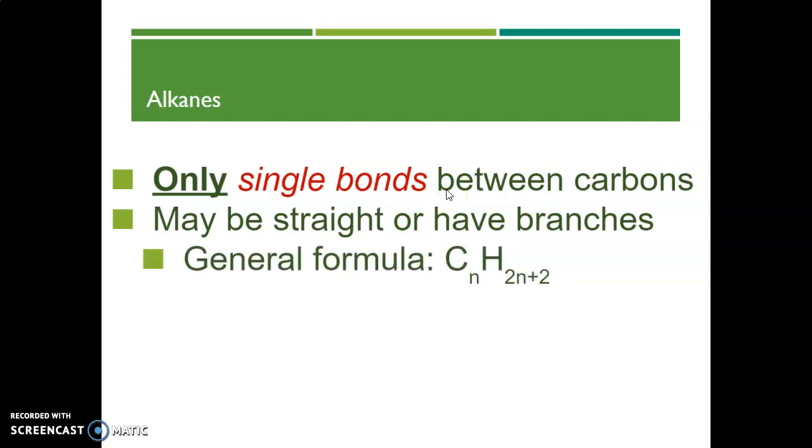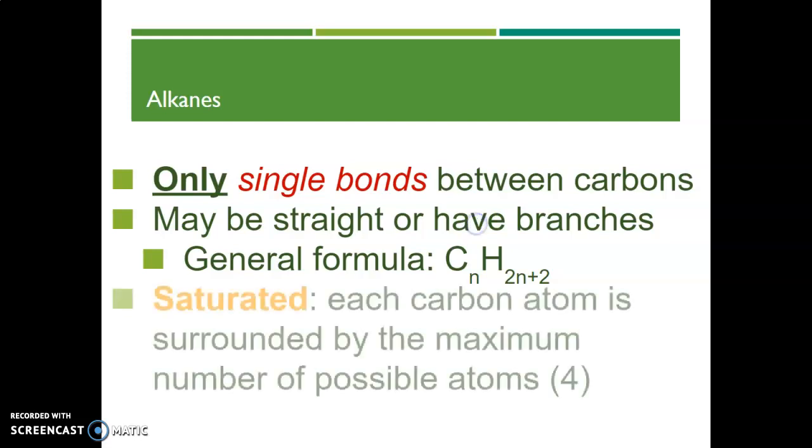The general formula for an alkane is CnH2n+2. Now, when you see that, you may say, what does that mean? The n just means number of carbons, all right? On the next slide, I'll show you exactly how to apply that. But basically, you're counting your carbons, and your hydrogen is based on the number of carbons times 2, and then you're adding 2 in an alkane, all right?